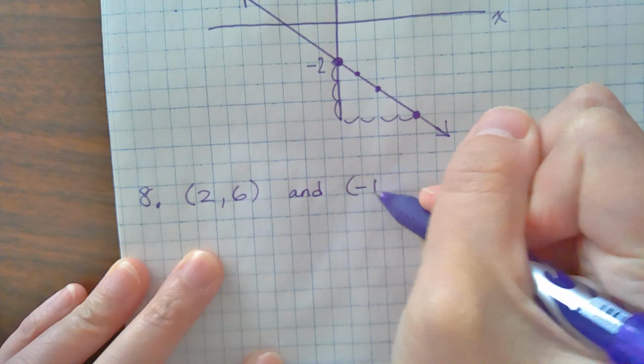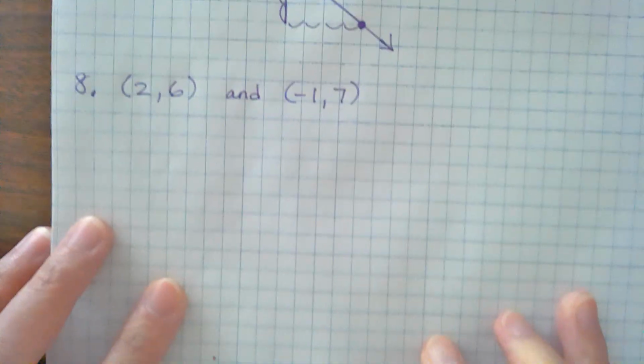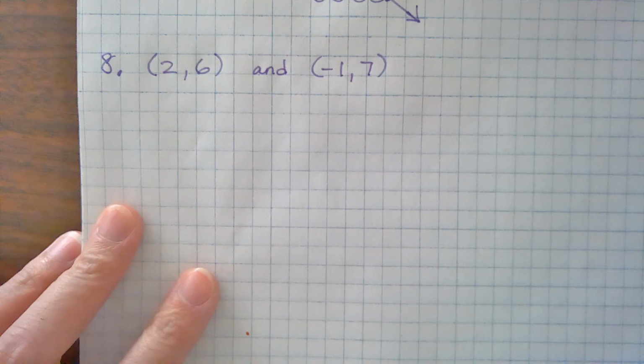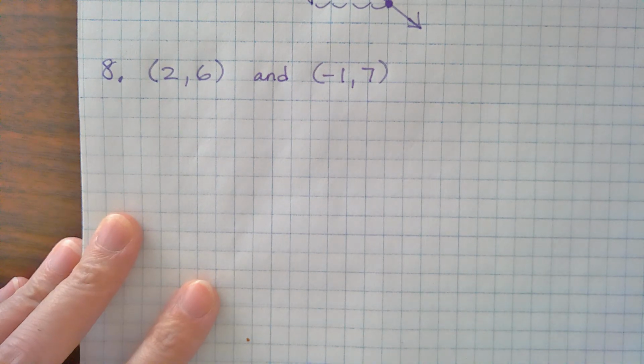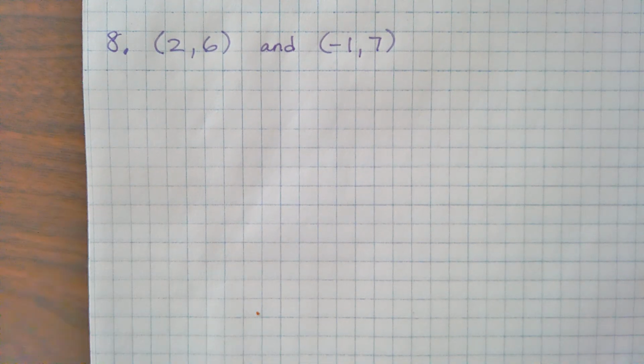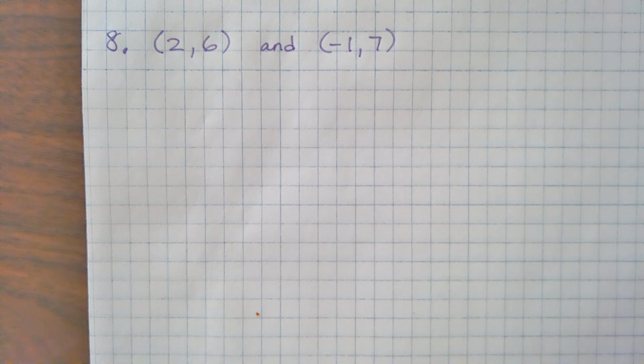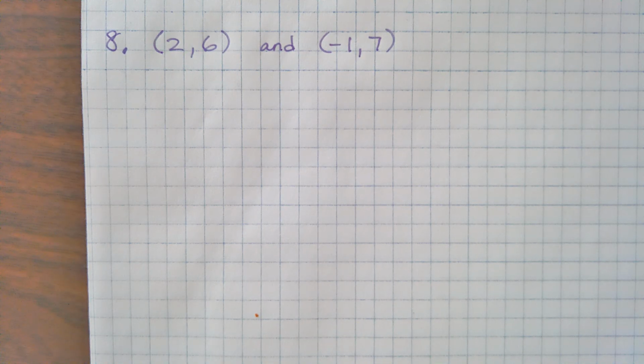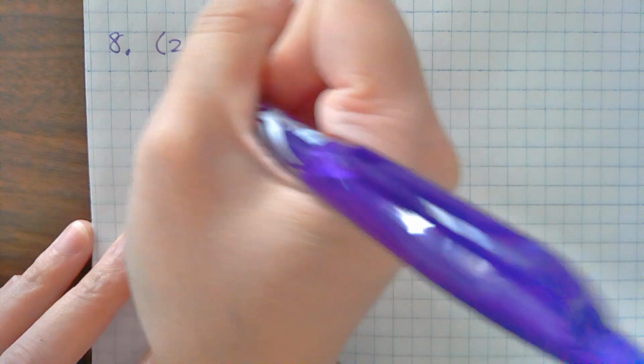Negative 1, 7. Okay, so I want to find the equation of this line that goes through these 2 points. I don't want you guys to plot it and then count squares and stuff. I want you to show mathematically. Leandro, you have an idea? So 2 is x1 and 6 is y1. Excellent.